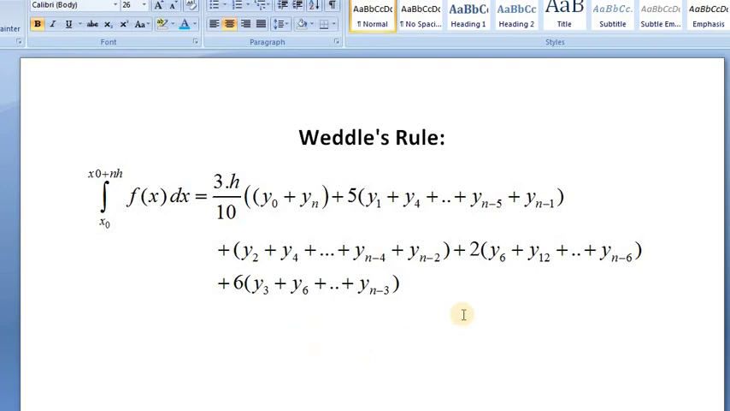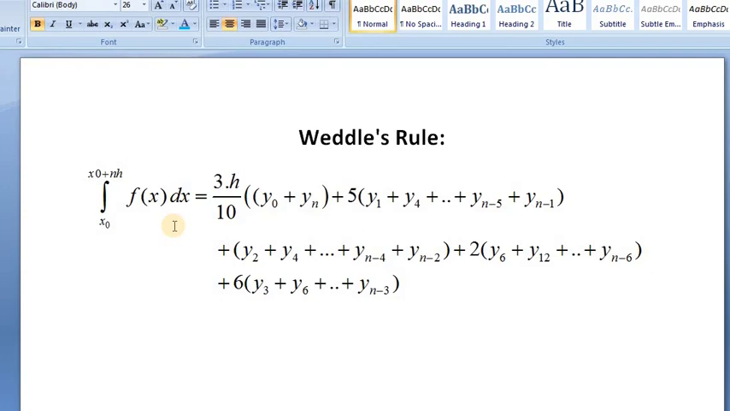So this total formula is called Weddle's rule to evaluate the integral from x0 to xn. Any function we can take. This is one of the best methods as compared to the trapezoidal rule, Simpson's one-third rule, and three-eighths rule. Weddle's rule gives good accuracy in the result, an improved result for the definite integral.